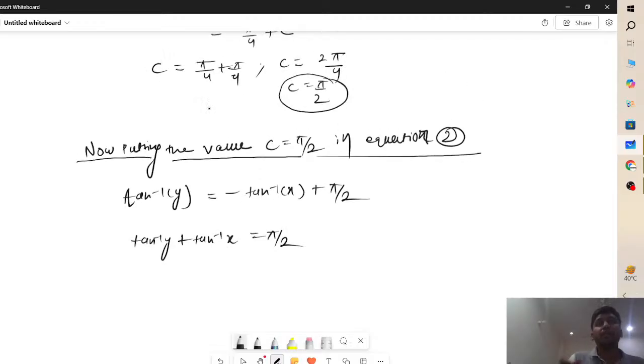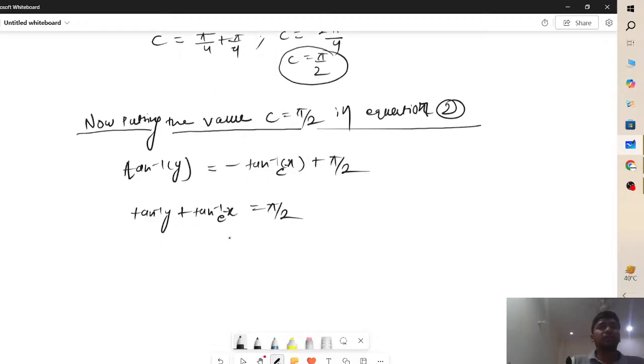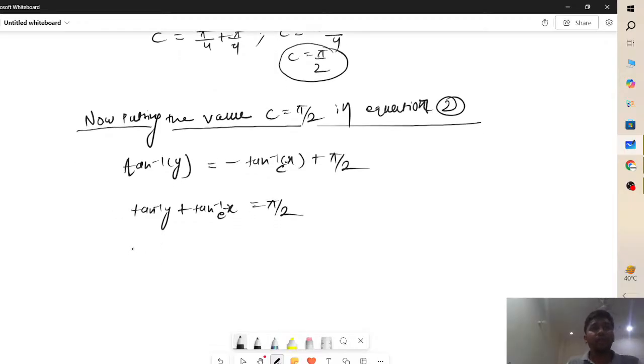Sorry, it is e minus x. Here I did mistake one thing. It is e raised to the power minus x. Okay. All fine. Now lies the main part.